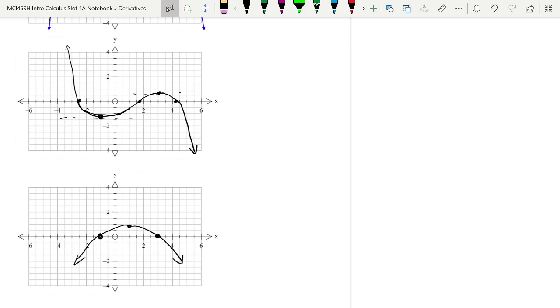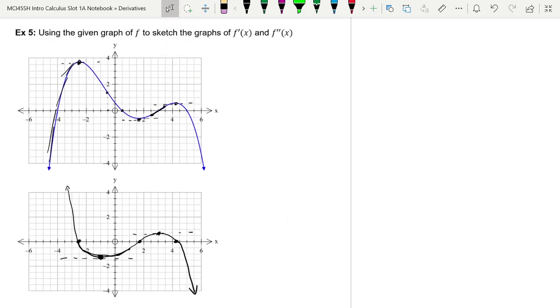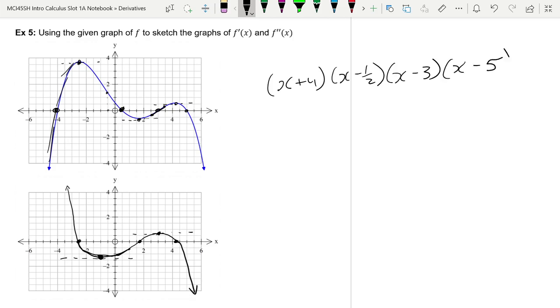Okay? And just to see how close we are, I kind of estimated what this graph is. I wasn't given an equation for this graph. But if I know its x-intercepts, right? This x-intercept is -4, so that means x plus 4 is a factor. This x-intercept is a half, so x minus a half is a factor. This x-intercept is 3, so x minus 3 is a factor. And this x-intercept is 5, so x minus 5 is a factor.